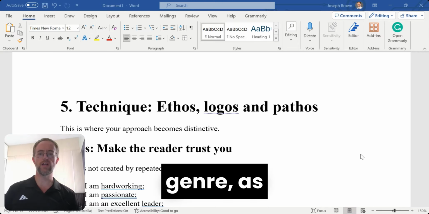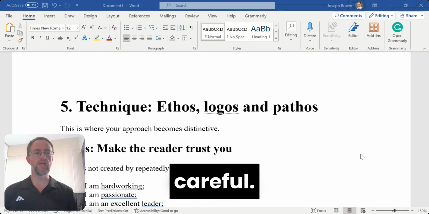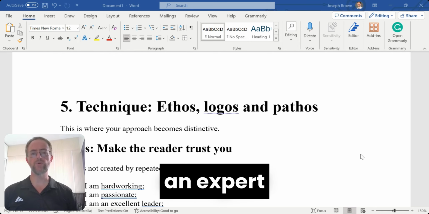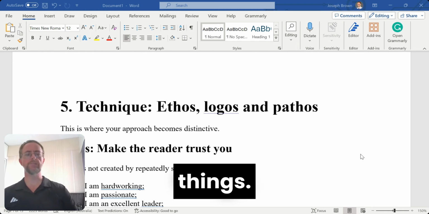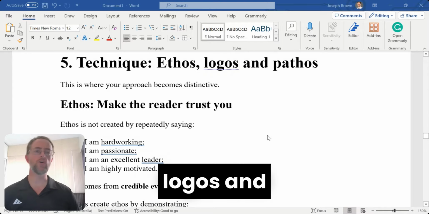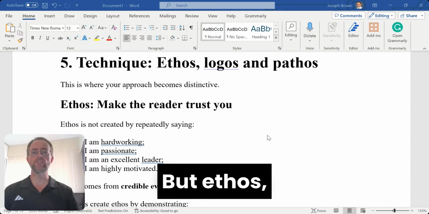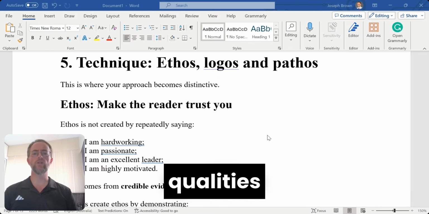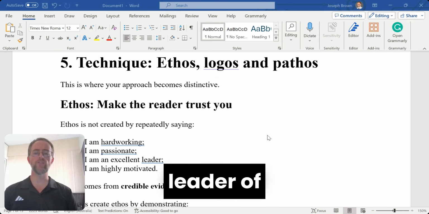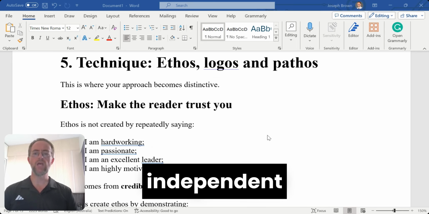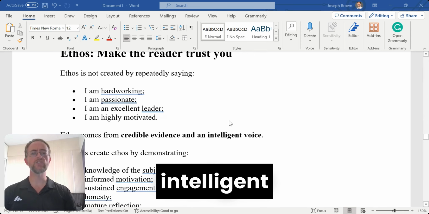And it's an interesting genre, as we said, and at the heart of it, it is a persuasive text, but you've got to be careful. It is an academically persuasive text for an expert audience, and you've got to really understand the balance that you've got to play with these things. But it is persuasive. So I'm looking at that ethos, logos, and pathos. Hopefully, many of you have studied that at school, so you know what that is. But ethos, we want to make the reader trust you. Again, those qualities have got to come through very strongly, that you're hardworking, you're passionate, you're probably a leader, if not a leader of others, at least you lead yourself and you can be independent, and that you are highly motivated. And ethos comes from credible evidence and an intelligent voice.